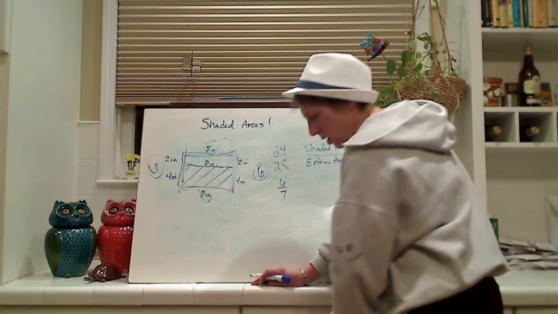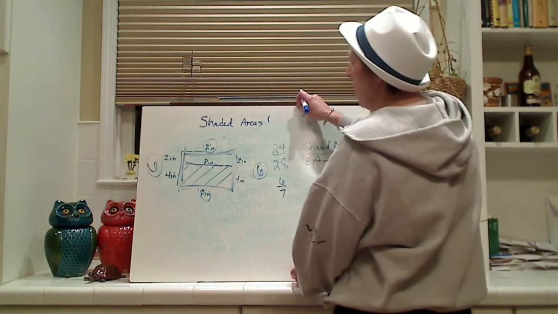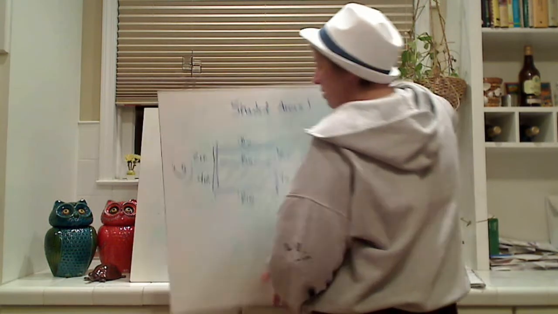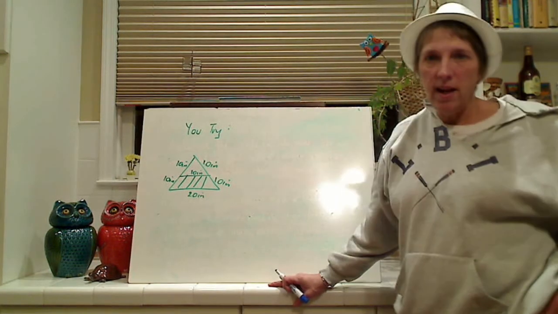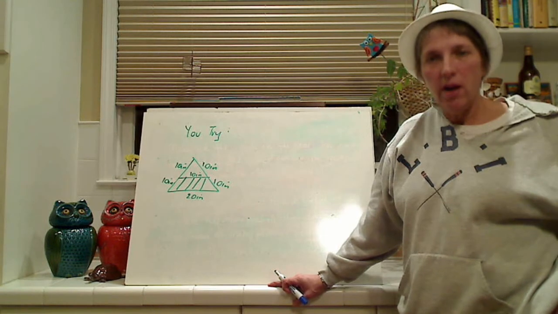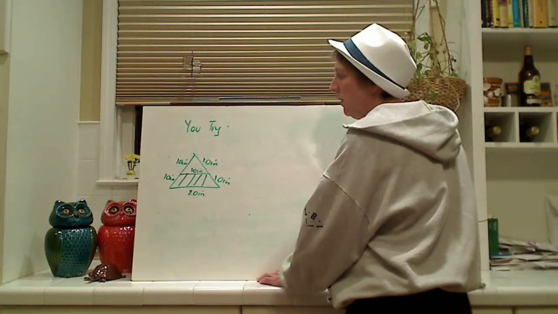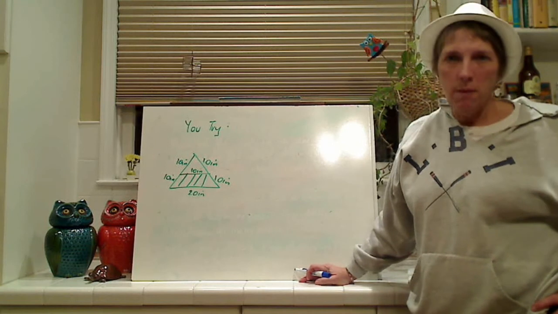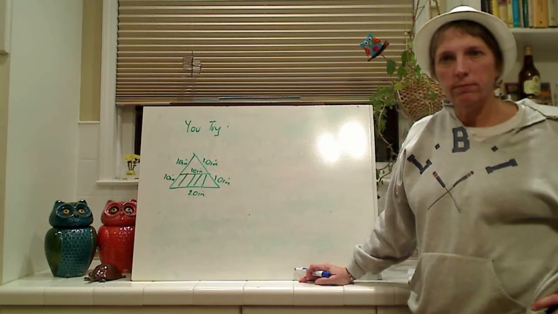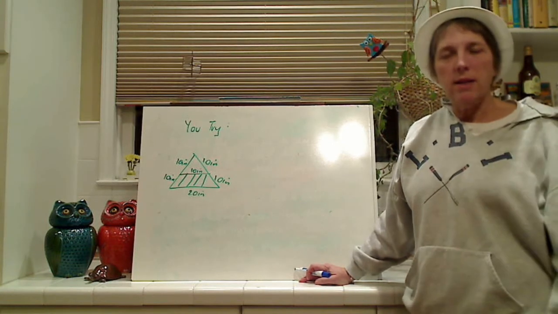Okay, so I want you to try this one. I want you to pause the video and find the shaded area to the entire area perimeter. And these are tenths. Pause the video, and when you're ready, come back, start the video, and check your work. Welcome back. Let's see how you did.